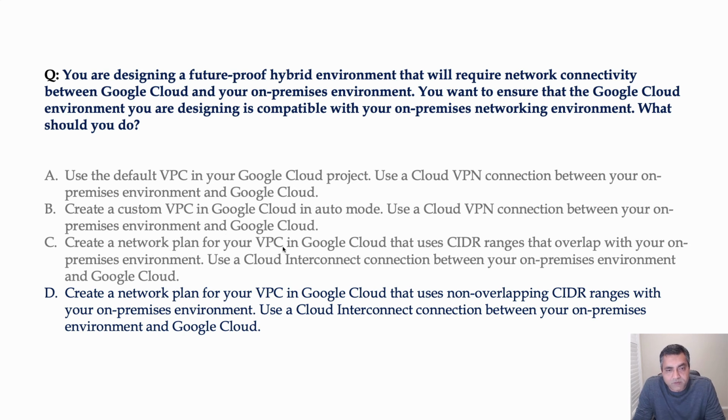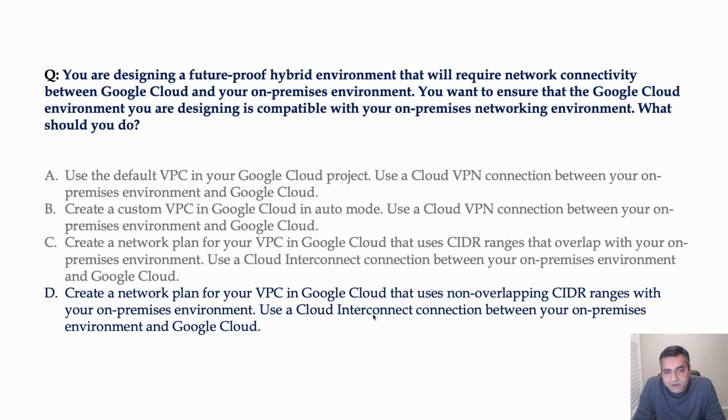Create a network plan for your VPC in Google Cloud that uses CIDR ranges that overlap with your on-premises environment. Use a Cloud Interconnect connection between your on-premises environment and Google Cloud. It's not correct because to ensure correct routing, ranges cannot overlap between environments. Create a network plan for your VPC in Google Cloud that uses non-overlapping CIDR ranges. So CIDR ranges which are non-overlapping, these are the keywords you are looking for. So this is definitely the right answer.